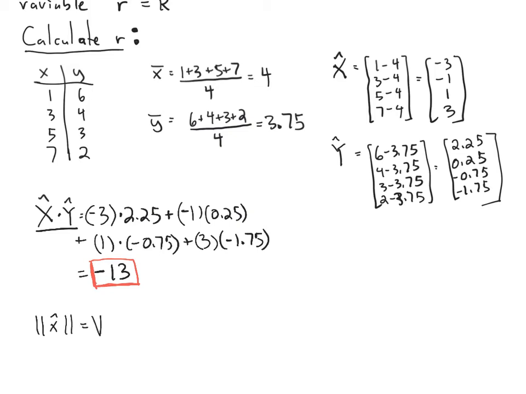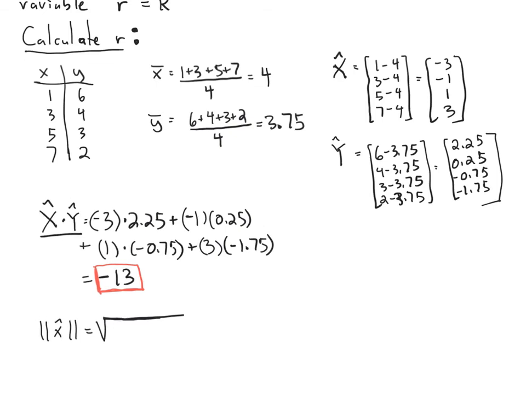So that's going to be the square root of each of our entries in x hat after we square them, and then sum them all. Okay, so let's go ahead and do it. It's going to be minus 3 squared plus minus 1 squared plus 1 squared plus 3 squared. So you can check that that is going to be the square root of 20. And I'll just leave it like that for now. Again, that's an important number for my calculation, so I'll put a little box around it.